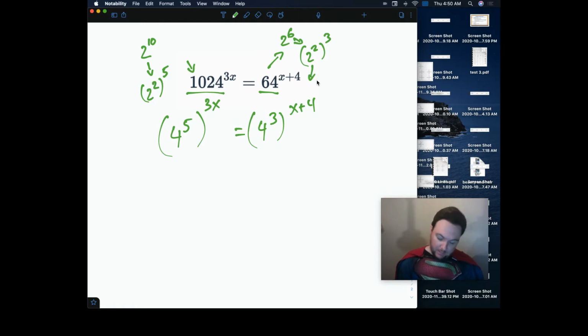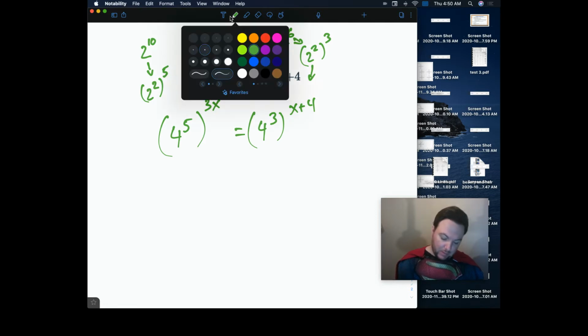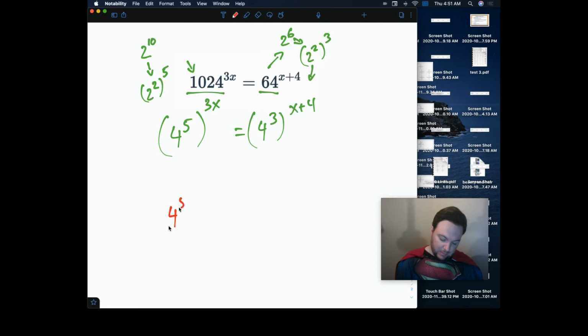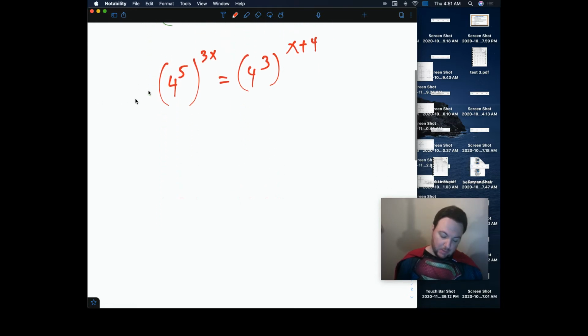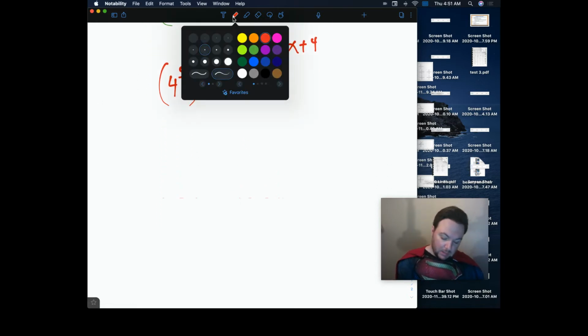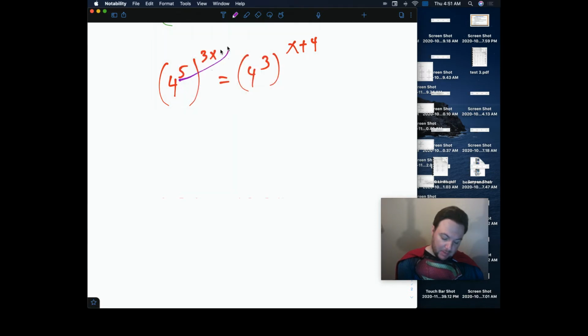Now that we have it set up, we can attack it. I'm going to rewrite the whole thing because it's too cluttered. So we have 4 to the 5th raised to the 3x equals 4 to the 3rd raised to the x plus 4. I'm using this version as opposed to the version with 2 because the numbers are smaller, so it's a little easier to work with. When we raise something to another power, this means multiplication. So this is 4 to the 5th times 3x equals 4 to the 3rd times x plus 4.